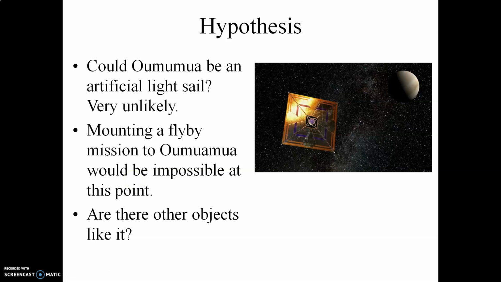So Oumuamua, to this date, really remains a mystery. Most people tend to think that it's probably not an artificial light sail. There's probably some sort of simple physical explanation for its acceleration that has been worked on extensively over the last year or so. Pretty much everybody concludes, however, that it is definitely an unusual object, and it probably is of natural origin.